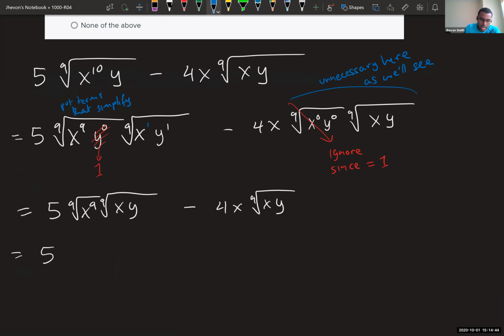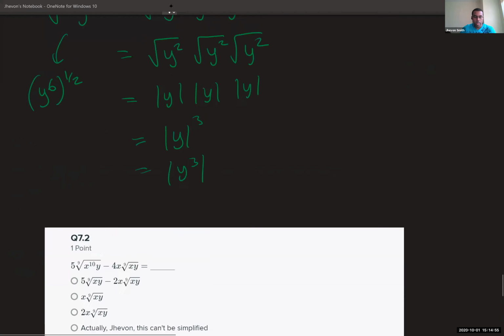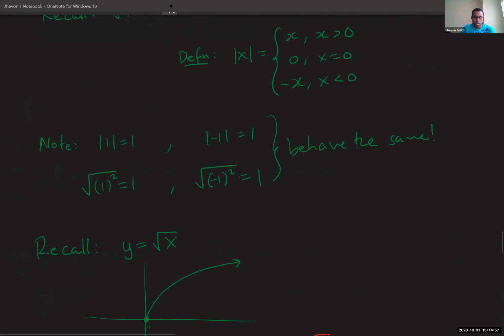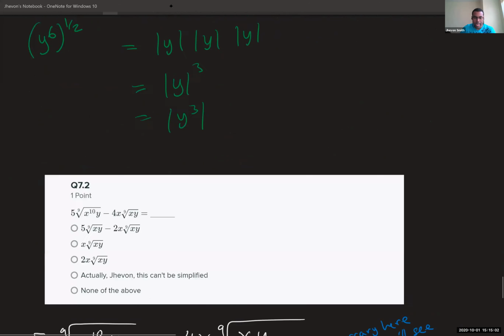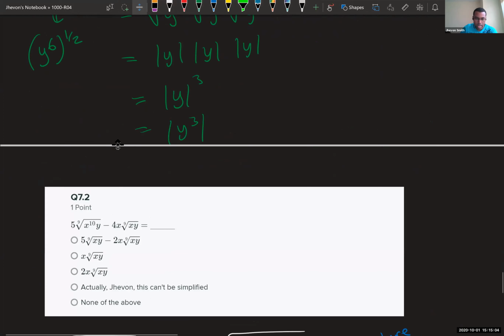okay, and what is the 9th root of x to the 9th? X. It's just x, not the absolute value of x, right? So the absolute value, remember, comes in when there's an even power. So maybe I should actually state that. I did state this in class, but maybe I should state it again for the record here.